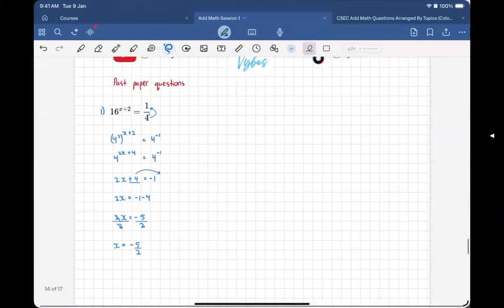Right, so we're going to move on to exponential equations with quadratics.